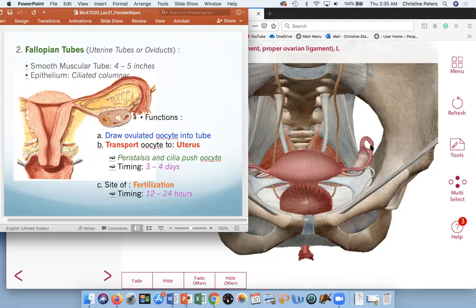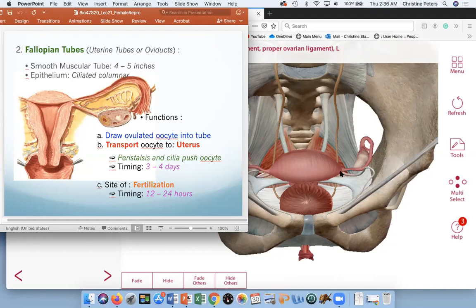And since oocytes are only going to be viable or capable of being fertilized for 12 to 24 hours, we say the site of fertilization is in fact going to have to be this ampulla. And it has to take place in this very first day of travel. So traveling will be done by peristalsis of the smooth muscle and the guiding of the cilia. So very similar to what we see in the respiratory tract. The cilia is very, very similar. All right, so timing-wise, it takes about 3 to 4 days to travel this 4 or 5 inches.